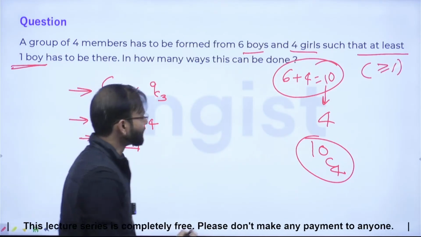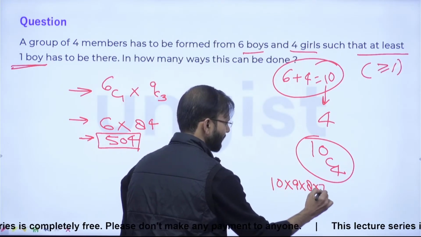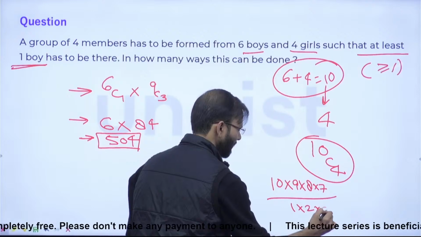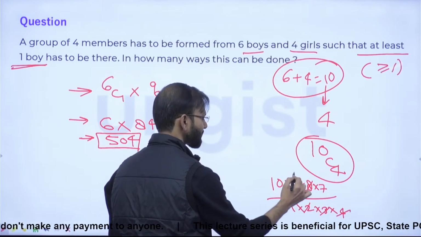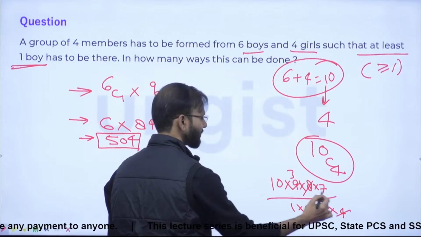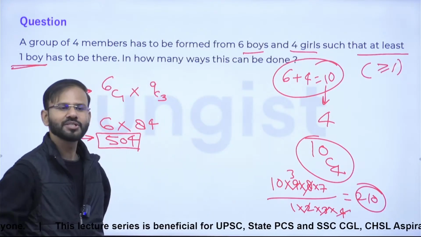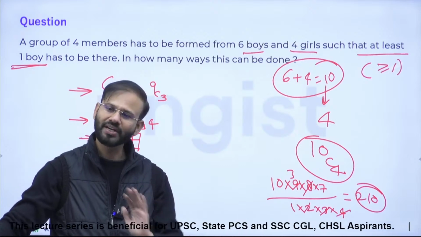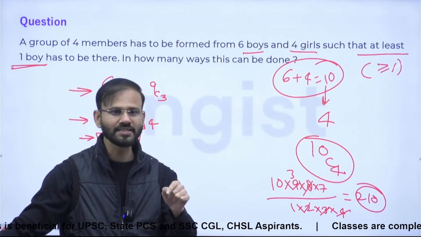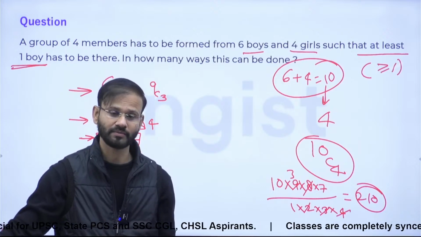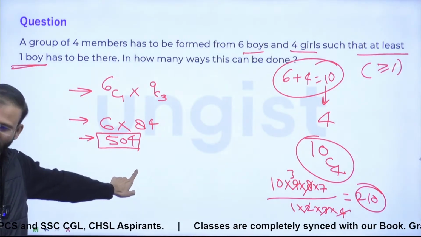Now what is the value of 10C4? 10, 9, 8, 7 divided by 1, 2, 3, 4. Now everyone, 4 into 2 is 8. This is what? This is 3. 3, 7, 21. 21 into 10 is 210. Guys, the maximum answer for this question can be 210, when we are selecting 4 members without any restriction. So obviously the answer should be less than 210. Right? So this data is telling you that this answer is not correct.